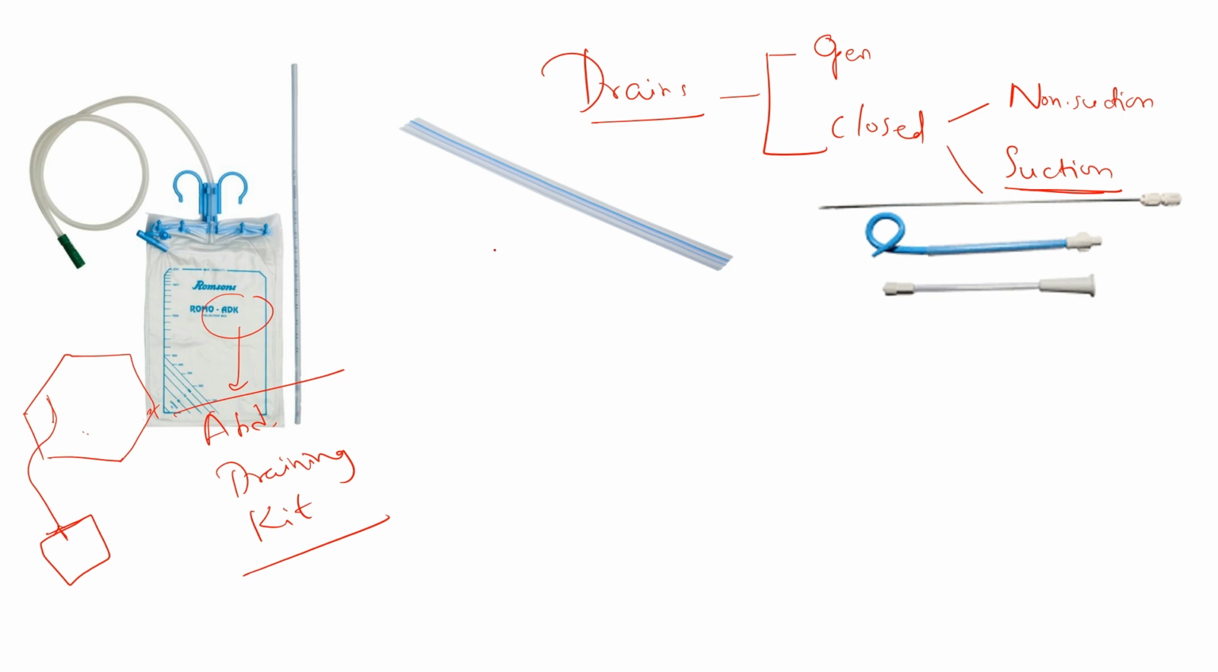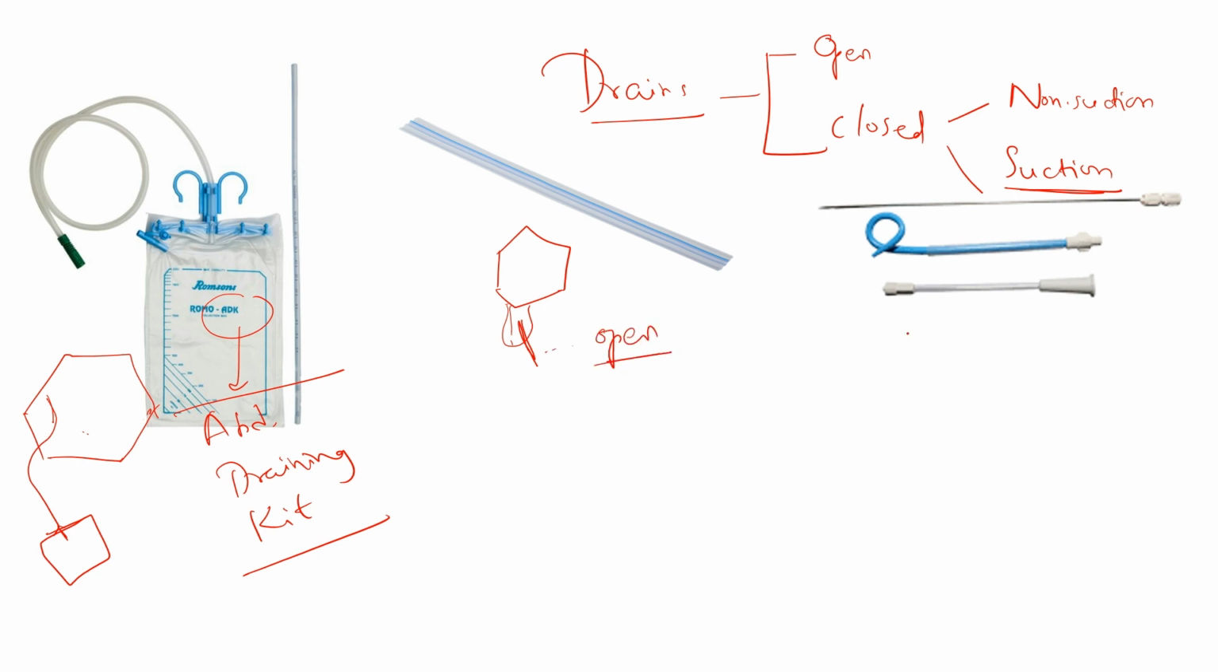Now, let's say you have another drain here, which we commonly use, for example, when you have done a hydrocele operation or an orchidectomy, where one end of the drain is inside the body and the other end of the drain is outside. So this is an open drain.